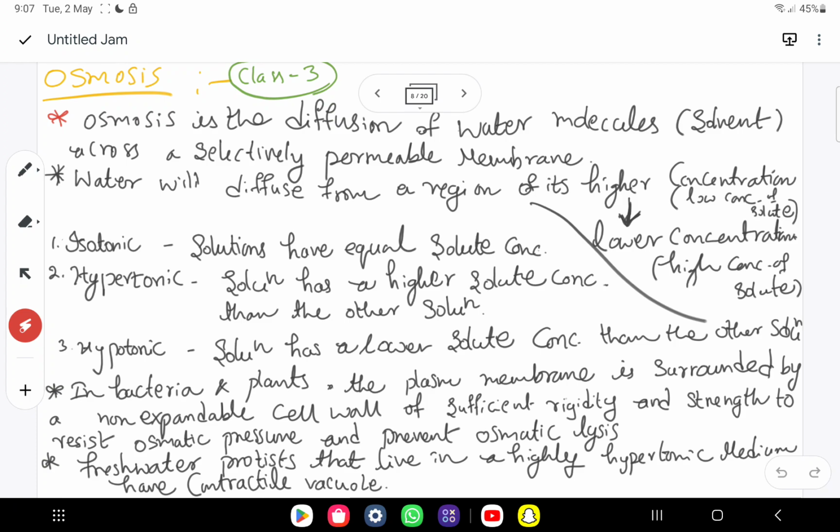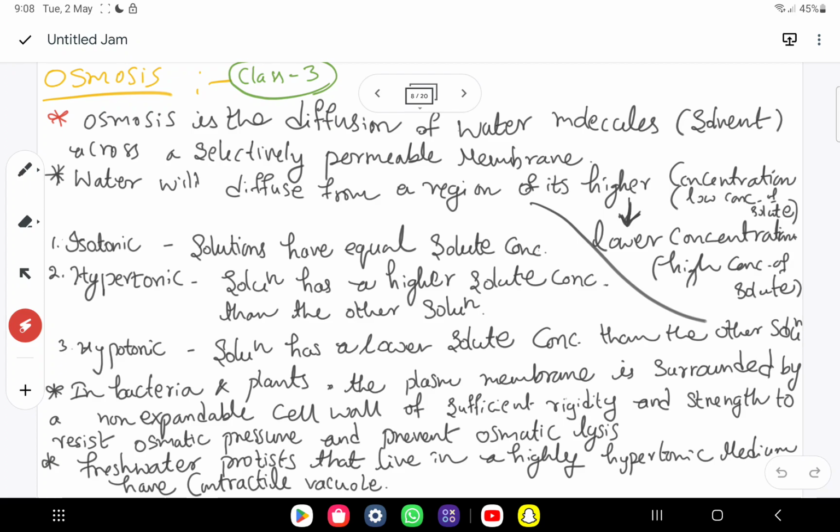In bacteria and plants, the plasma membrane is surrounded by a non-expandable cell wall, which is strong and resistant to osmotic pressure and prevents osmolysis. So it is a small organism like a bacterium which has a rigid cell wall that protects all the organelles of the body of the bacteria. In multicellular organisms, blood plasma and interstitial fluids are maintained at an osmolarity which is close to that of the cytosol.